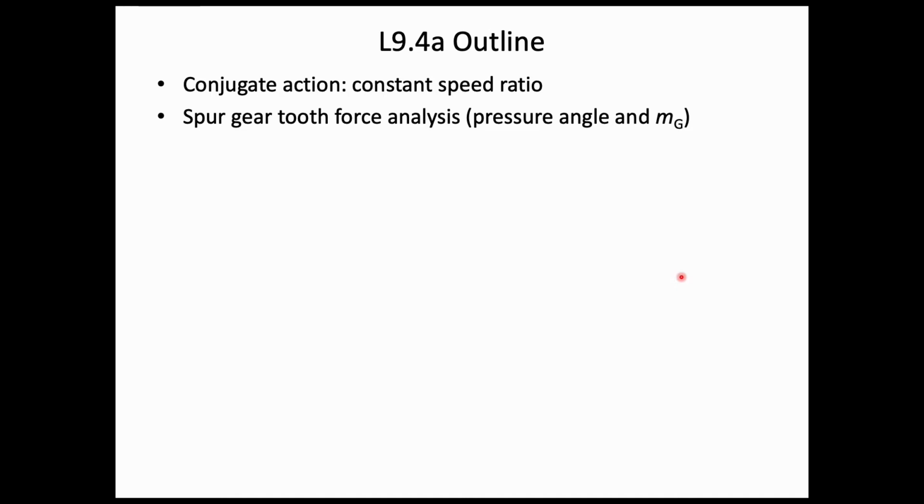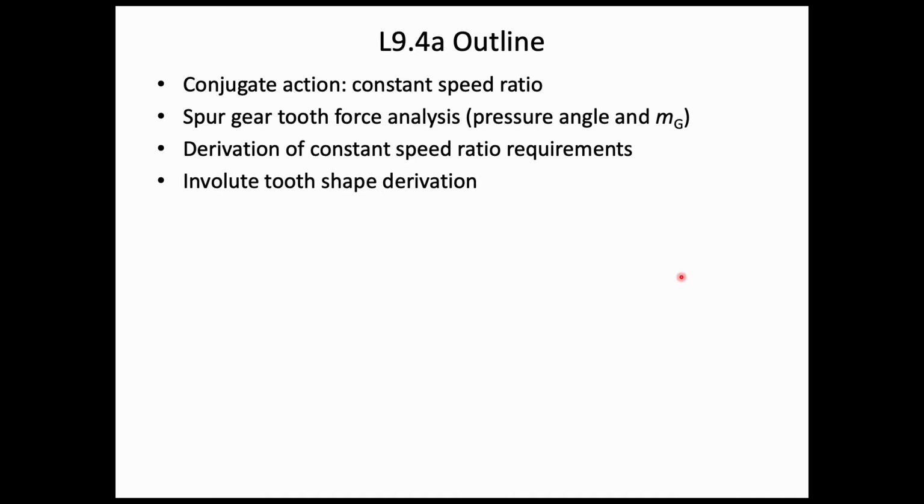We're going to go through spur gear tooth force analysis as a means to understand how we actually produce a gear set that provides conjugate action. We're going to go through a derivation of these constant speed ratio requirements for conjugate action. We're going to have a look at how we can construct the geometry of a gear tooth that's capable of producing conjugate action.